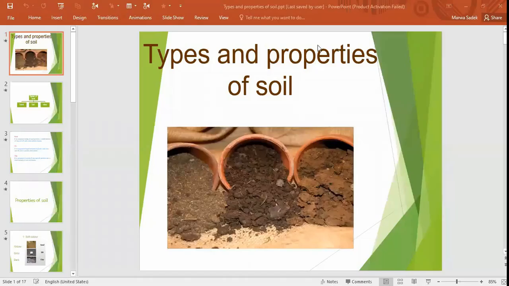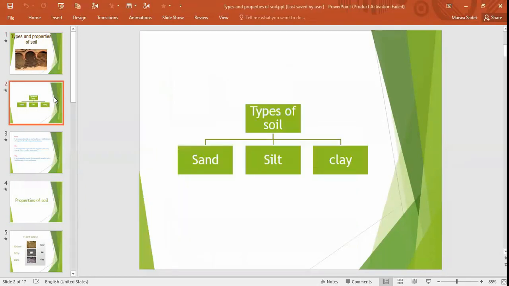Today's lesson, inshallah, is called Types and Properties of Soil. We have three types of soil: sand, silt, clay. What is the difference between them?